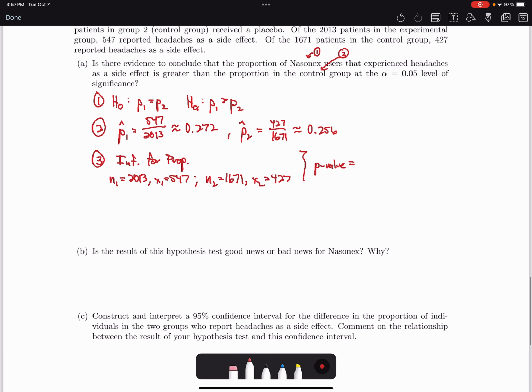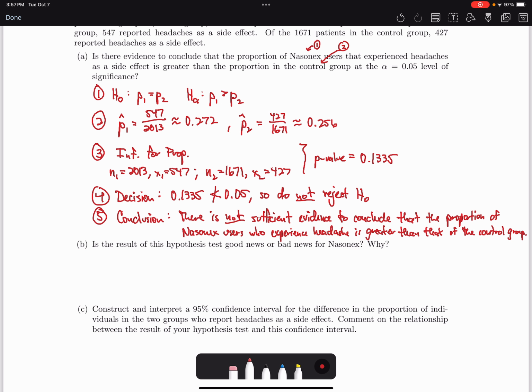Okay. Moving on to part B. Is the result of this hypothesis test good news or bad news for Nasonex? So I'll let you give the video a pause and see if you can answer that question. Okay, here's my response. We decided not to reject the null hypothesis, all right? If we had rejected the null hypothesis, then that would have meant that the proportion of Nasonex users who experience headache is greater than the proportion of the control group who experience headaches. In other words, if we had rejected the null hypothesis, then that would mean that Nasonex causes headaches, okay? But we didn't reject the null hypothesis.